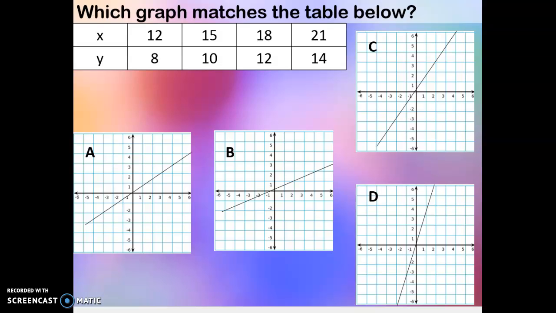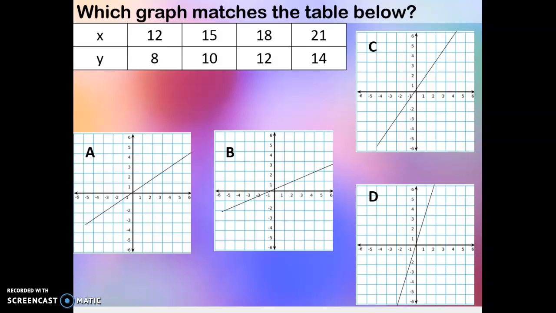Okay, which graph matches the table below? So our x and y starts at 12 and 8. So we may first want to see if 12 and 8 is on one. If you notice, it only goes to 6 up and 6 down, which means none of these are going to have 12 and 8 or anything larger. So what we need to do is find where the numbers would have been smaller.